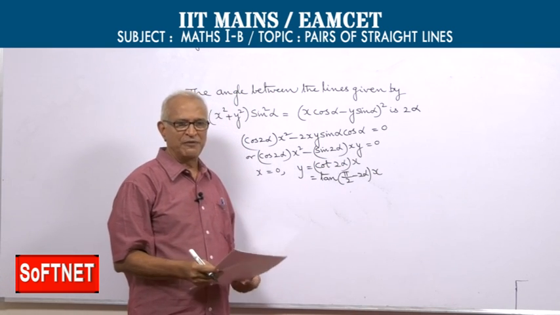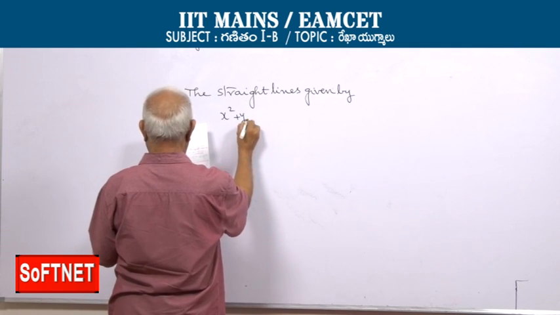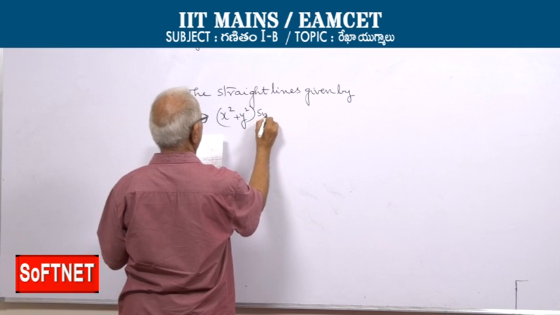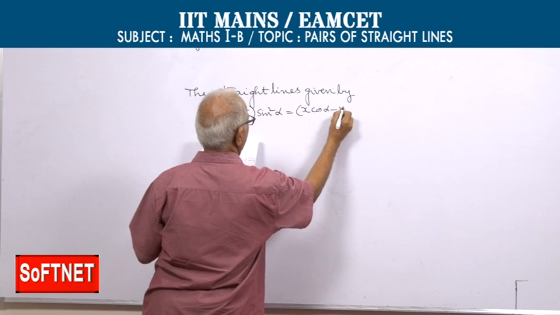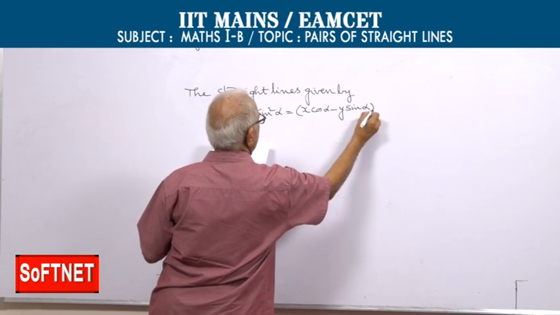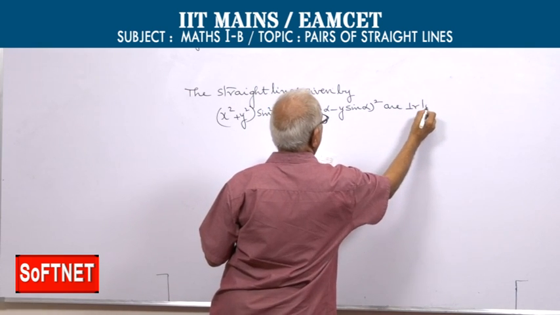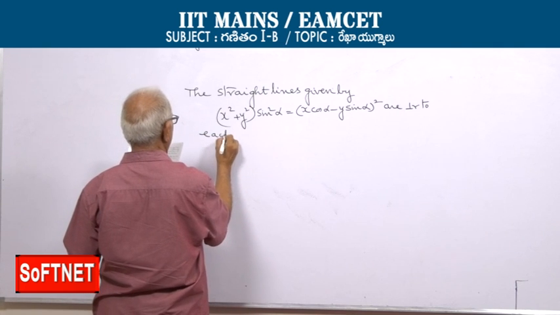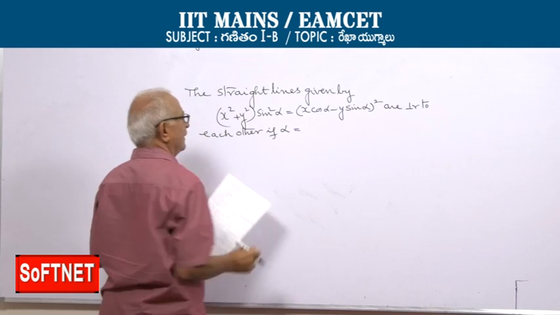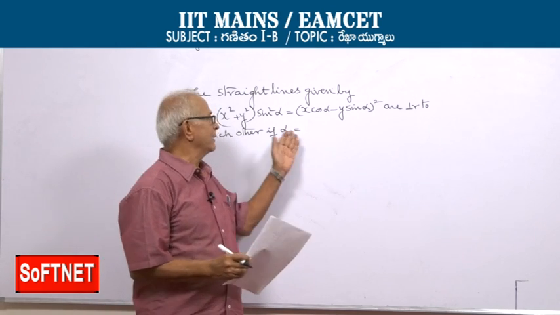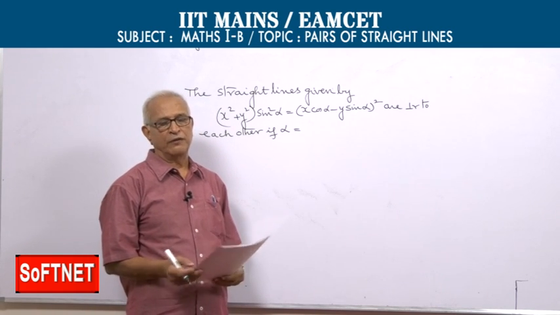I did not apply the formula for the angle between the lines. Next: x square plus y square into sin squared alpha, almost the same question as before, is equal to x cos alpha minus y sin alpha whole square. The lines are at right angles to each other, perpendicular to each other, if alpha equal to, well, from the previous question you can see the angle between the two lines is 2 alpha, and 2 alpha is 90 degrees if and only if alpha equal to pi by 4.